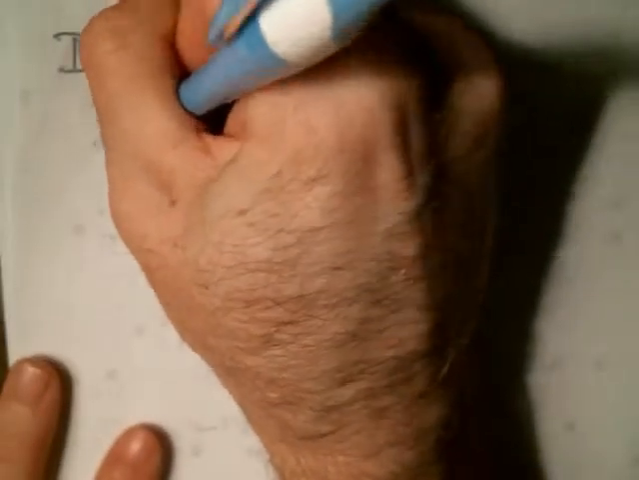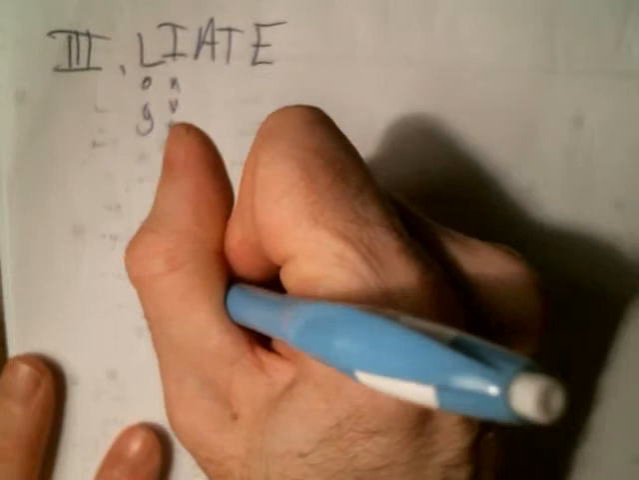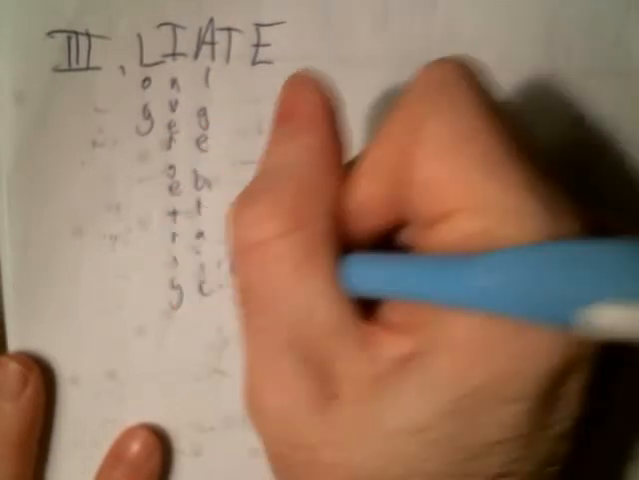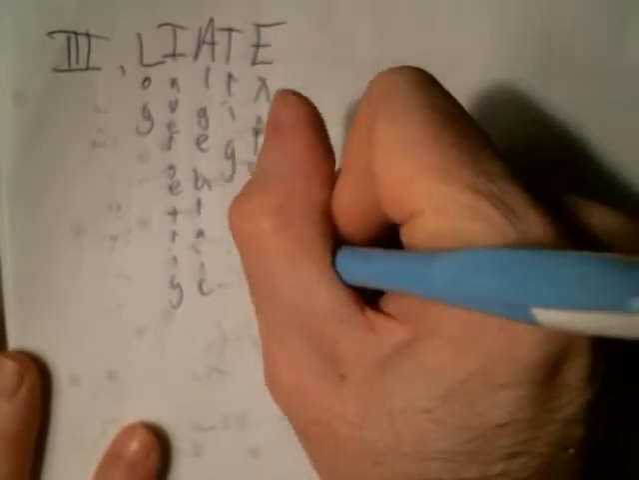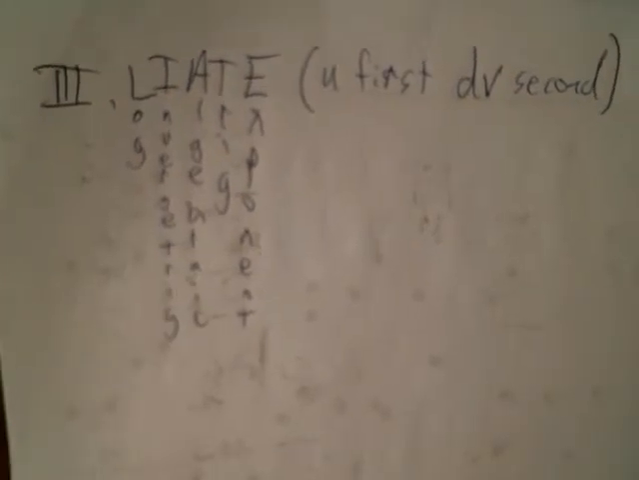So L for log, I for inverse trig, A for algebraic, T for trig, and E for exponential. Okay, and this tells you the order. So you're picking u first, and then you're picking dv. So u first, dv second.